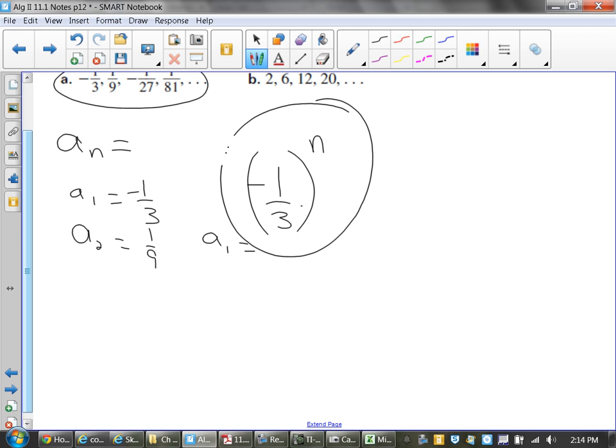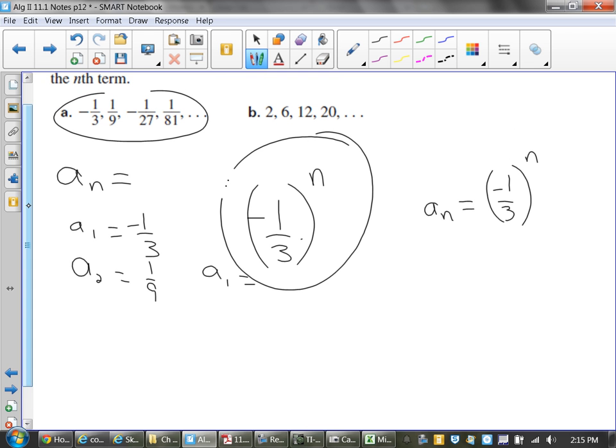It takes a little bit of time to sit there and try to figure out. You guys can figure out the pattern, but how do you write that out? It takes a little bit of getting used to. So your generic rule, that nth rule, would be negative 1/3 to the n. And that's how we would write that out. Okay? That's the generic rule. Some of them are really difficult, some of them are easy. Let's try the other one.